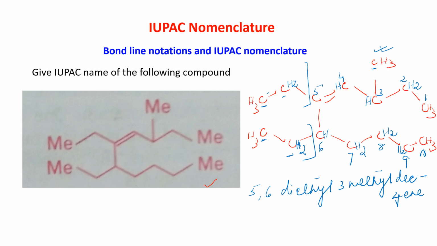I hope you have understood. Along with this, I am closing lecture 2 here only. In the next lecture, we shall discuss IUPAC nomenclature of alicyclic and aromatic compounds.